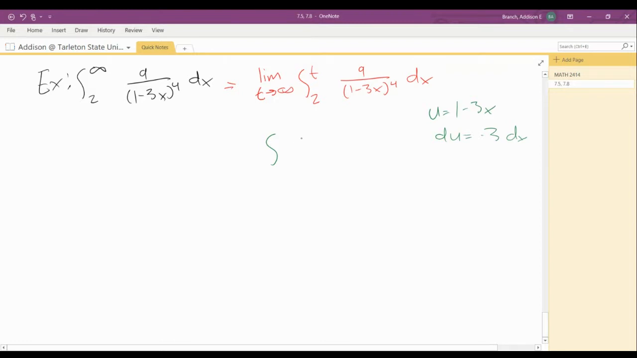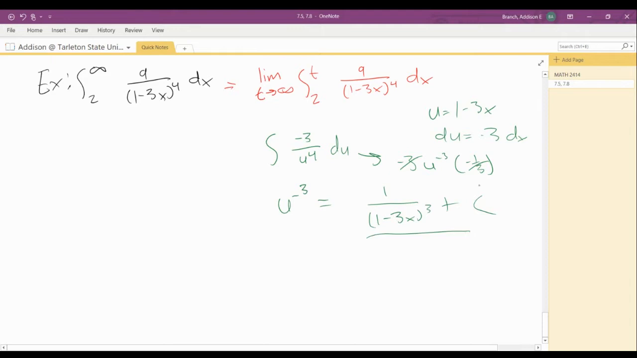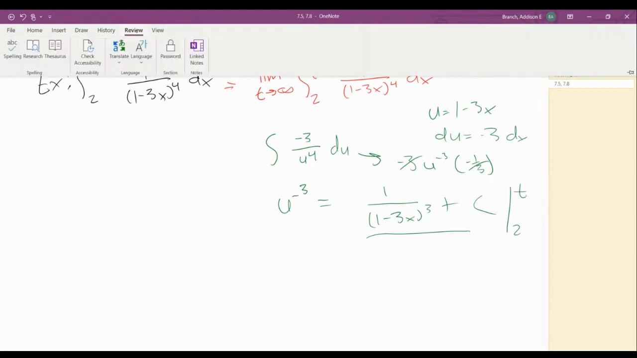So we now have negative 3 over u to the 4th du. That will get us to negative 3 u to the negative 3rd times negative 1/3. That will cancel, so therefore we get u to the negative 3, which is 1 over 1 minus 3x cubed, plus c is our integral. But of course, we still need to remember we have our bounds from 2 to t. So now let's go ahead and plug that in.